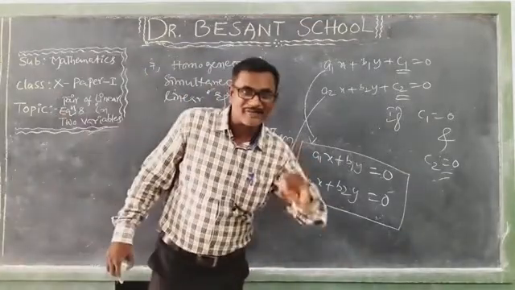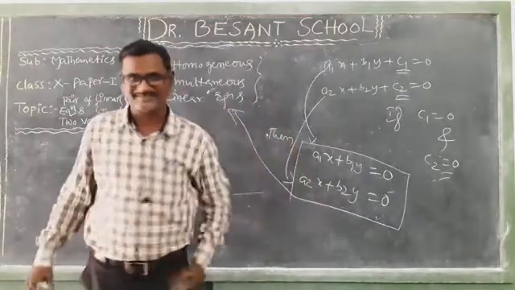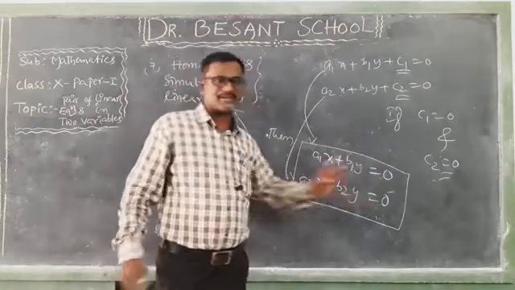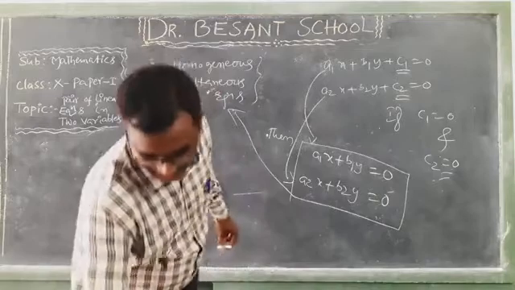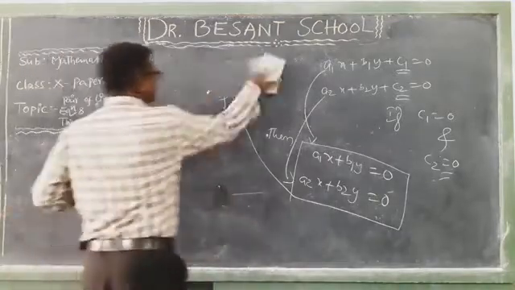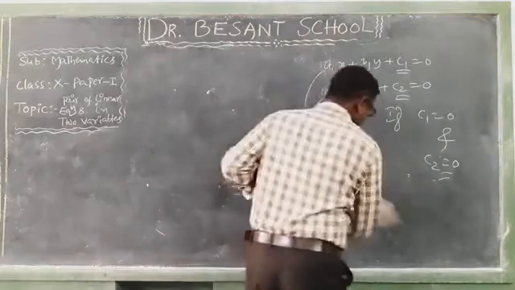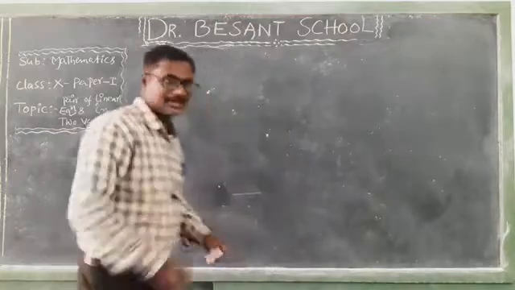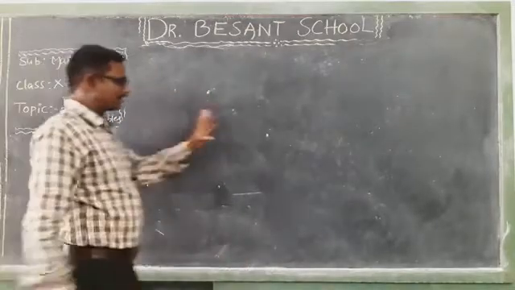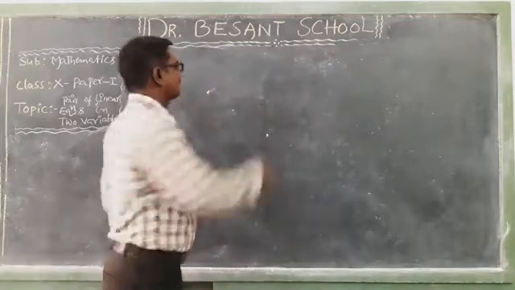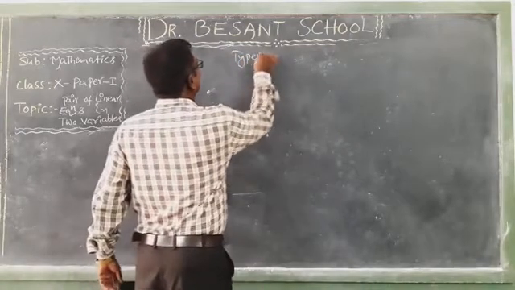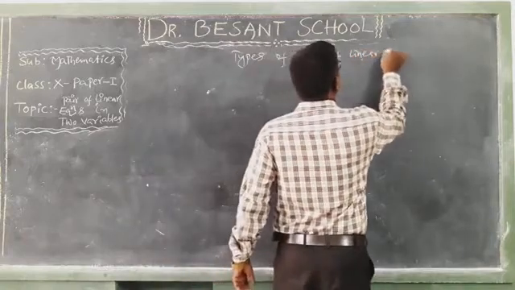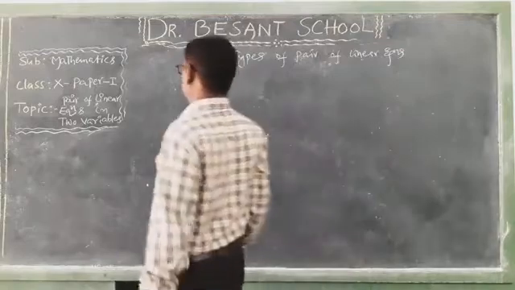So what is the standard form of homogeneous linear equations in two variables? Tell me now. a1x plus b1y is equal to 0 and a2x plus b2y is equal to 0. Okay, children? Now we have completed the basic definitions related to this chapter, pair of linear equations in two variables. Now observe, children, this is the most important concept I am going to explain: types of pair of simultaneous linear equations.